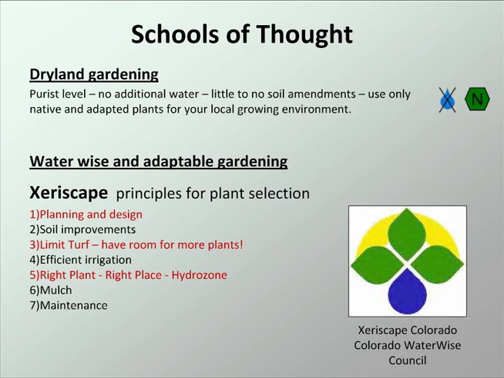But for the purpose of this presentation tonight, we are going to focus on water-wise and adaptable gardening, using the xeriscape principles for plant selection. There are three of these principles that apply primarily to choosing plants in our gardens. The first one is planning and design. This can be done on your own as you evaluate what you have and what you want to do, or with the assistance of a designer.